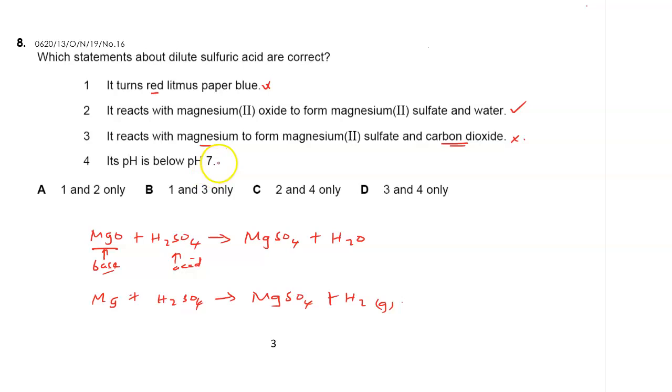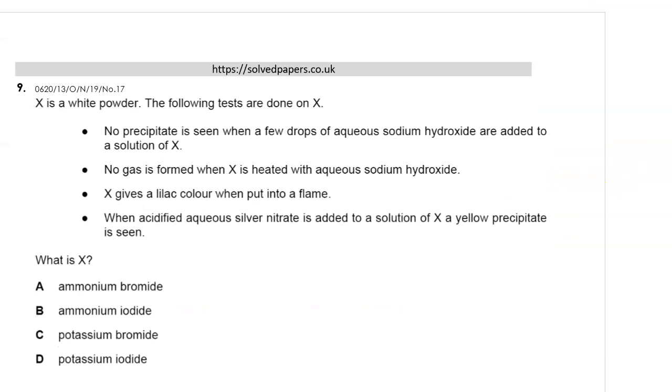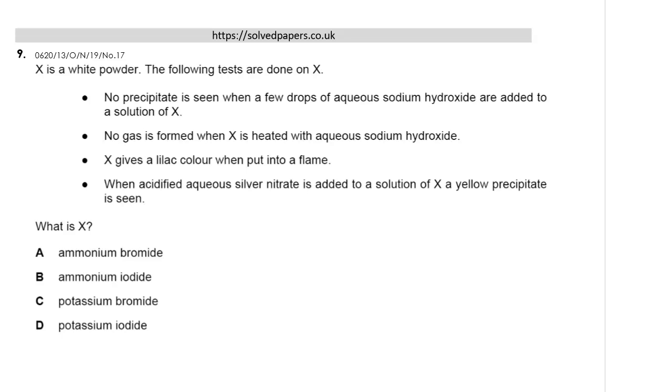Its pH is below 7. Yes, all acids have a pH from 1 to 6, so below 7 is correct. So the right answer there is 2 and 4, and the correct choice is that for that question. Number 19.